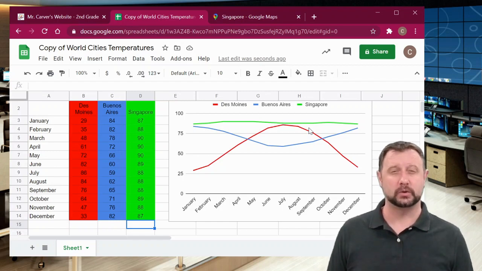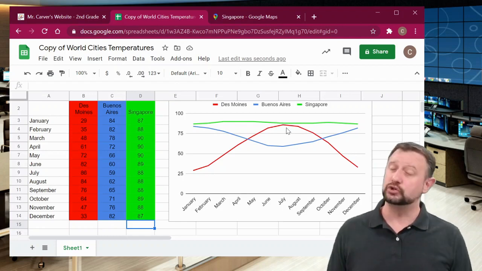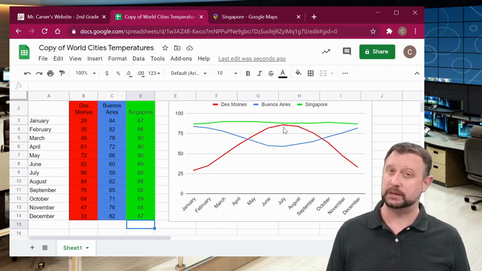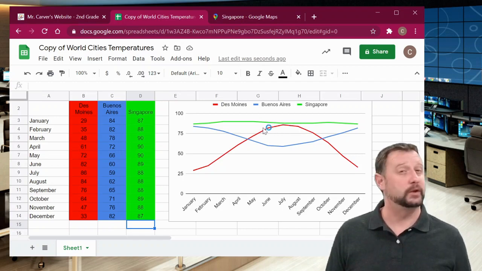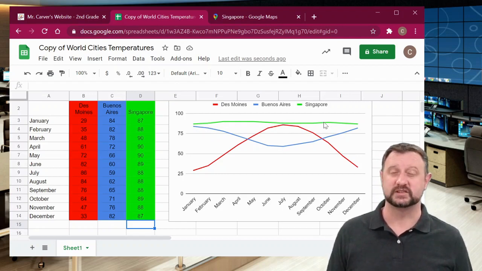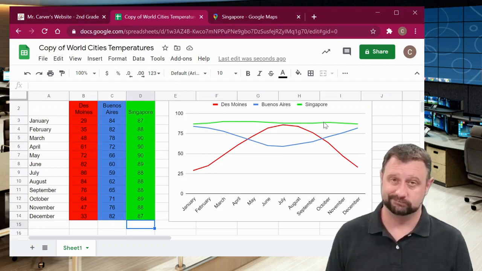So I want you to think real quick, if you look at this graph here, where would you like to live? Would you like to live in Des Moines, which has cold winters, like really cold winters? Look how low that line is. And pretty hot summers? Would you like to live in Buenos Aires, which has warm winters and not so cold summers? Would you like to live in Singapore, where it's summer all year long? Everyone's kind of got a different answer on that one.